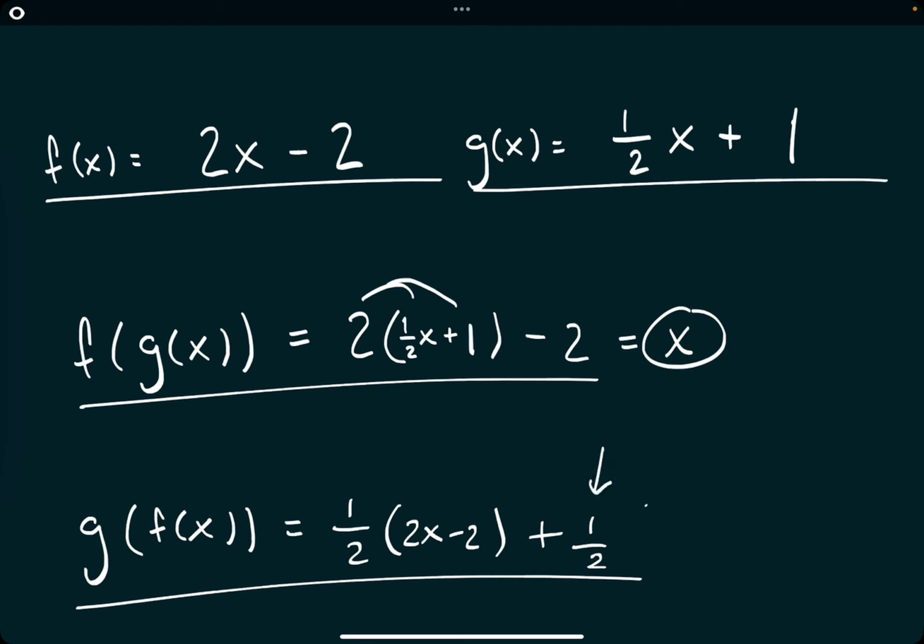And over here, this 1/2 would have gotten changed to a 1. So once again, we distribute. We get x minus 1 plus that new 1. Negative 1 plus 1 cancel and leave us with just x.